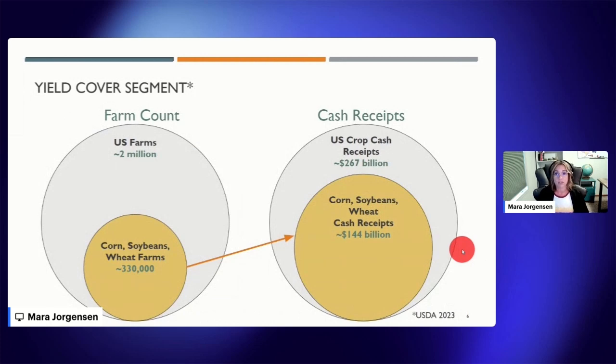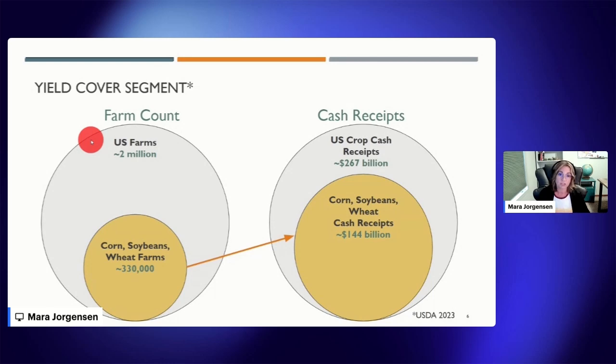So what is the yield cover segment? On the left here, you can see that there are approximately 2 million farms in the United States. Now, that's going to include row crops, vegetables, fruits, nuts. It is going to include a lot of different segments. We are narrowing this down to a much smaller segment for our initial use case, which is corn, soybeans, and wheat farms. And those are row crop farms, accounting for about 330,000 farms in the United States, depending on what sources you have looked up.